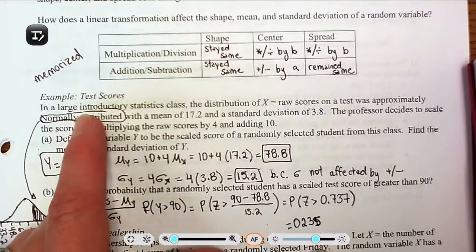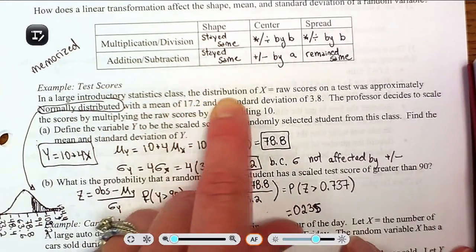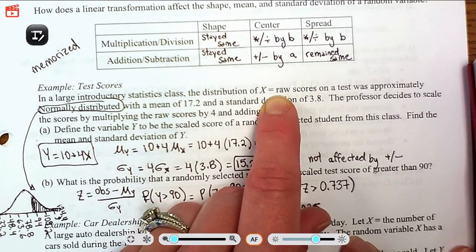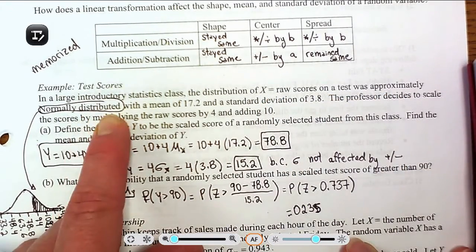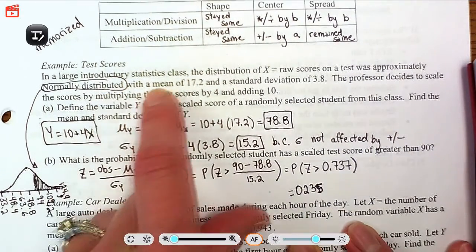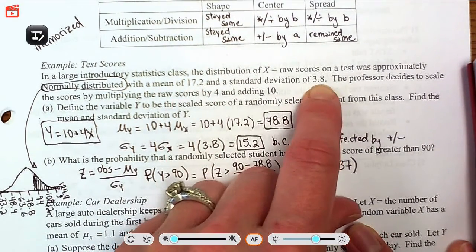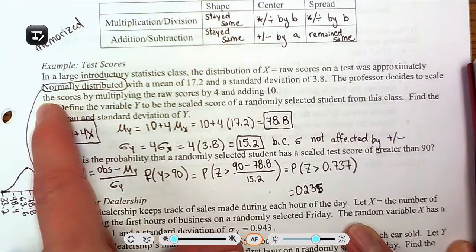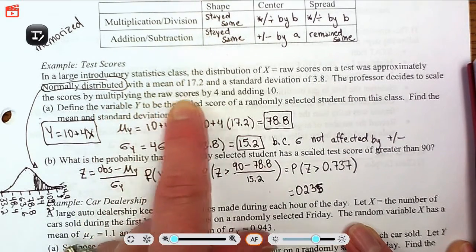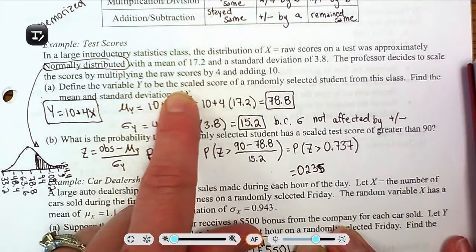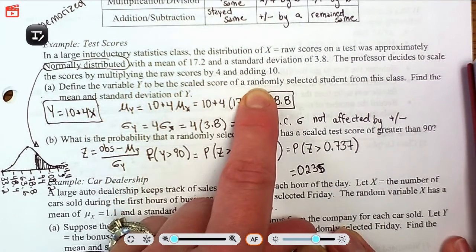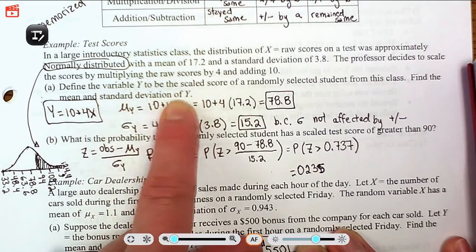Okay, so for test scores. In a large introductory statistics class, the distribution of x equals the raw score in a test was approximately normally distributed, extremely important information, with a mean of 17.2 and a standard deviation of 3.8. The professor decides to scale the scores by multiplying the raw scores by 4 and adding 10. Define the new variable y to be the scaled score of a randomly selected student from the class. Find the mean and standard deviation of y.